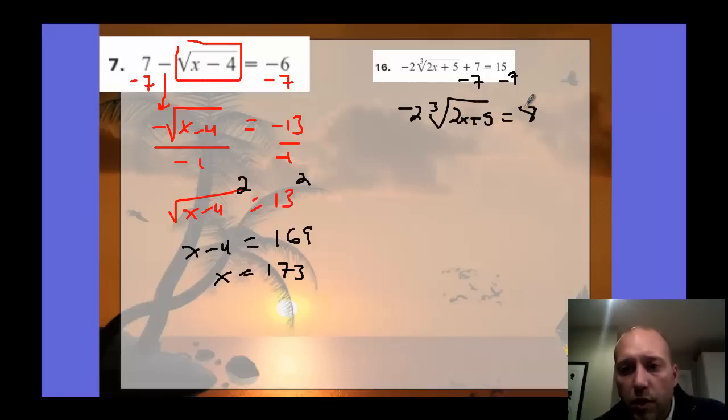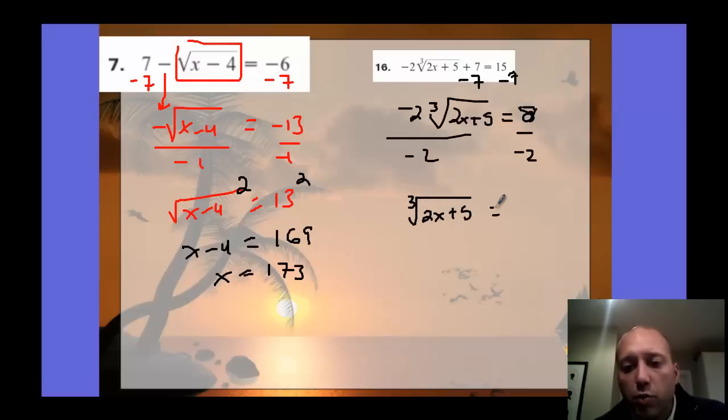So we get 8 on the right hand side. And then we can divide both sides by -2. Again, we're trying to isolate the radical portion, the root. So we have the cube root is going to equal -4.